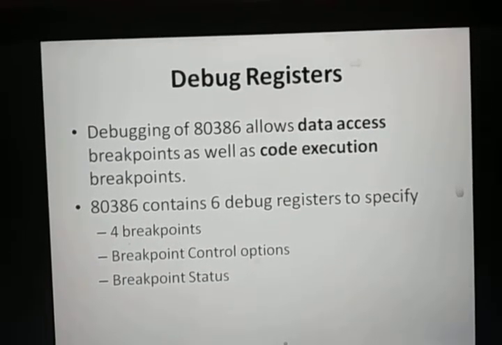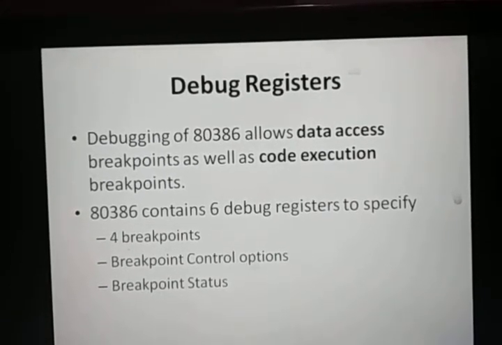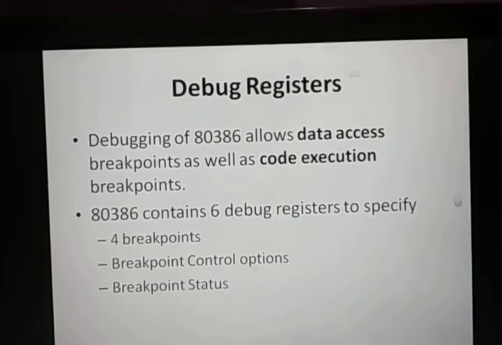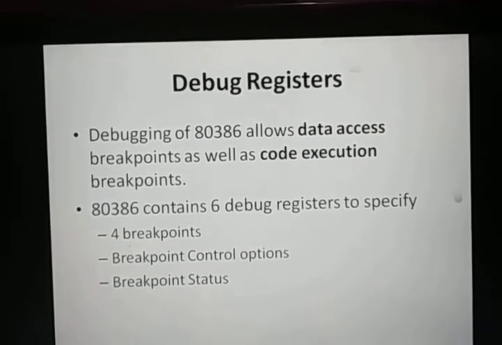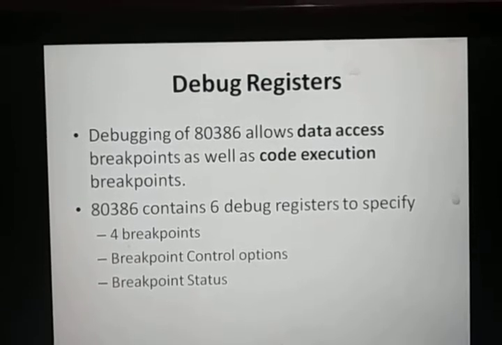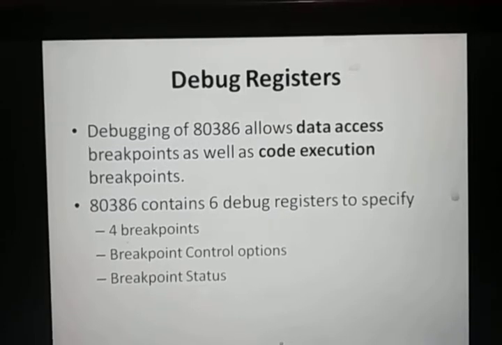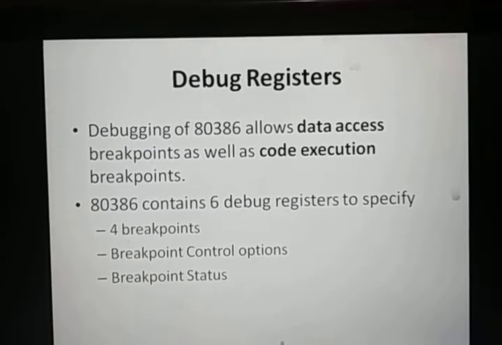At that time the processor will check the execution and check whether an error is generated during the execution. These breakpoints are related to some interrupt or exception condition also. So debugging of the 80386 allows data access breakpoints as well as code execution breakpoints.